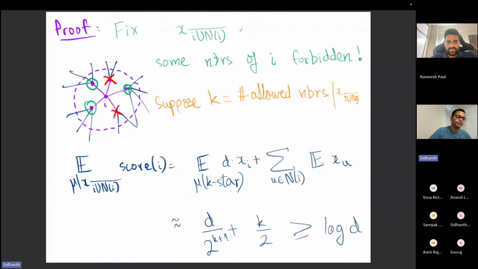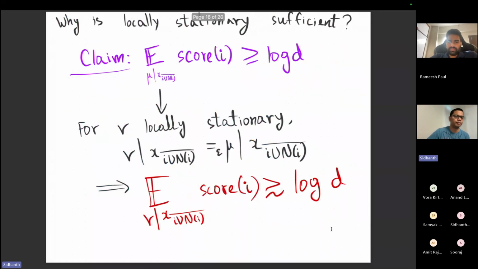So the conclusion of this part was that when I sampled a uniformly random independent set, I got a score of at least log d per vertex, and hence an independent set of size n log d over d. But now, how does this port over to locally stationary distributions? So let's look at this claim. The claim said, if I look at mu conditioned on a pinning outside of I and its neighbors, then the expected score of this conditional distribution is at least log d.